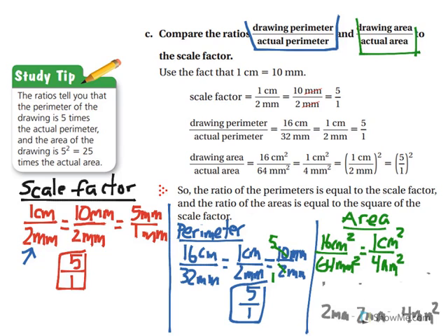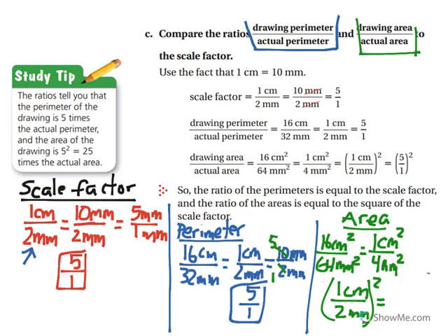So with that being said, I can say this is the same thing as 1 centimeter over 2 millimeters, and I'm going to square them. So that means it's basically 1 centimeter over 2 millimeters, squared, which would get us to where we started, 1 centimeter squared over 4 millimeters squared. Hopefully that makes sense to you.